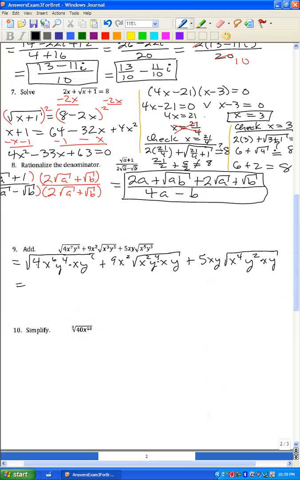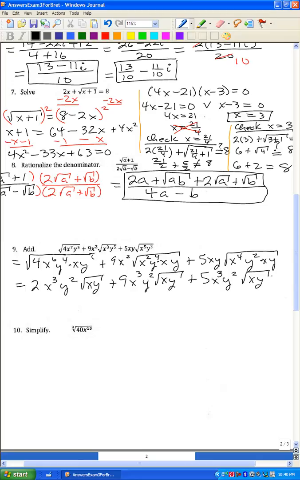And so the square root of 4 is 2. The square root of x to the 6 is x cubed. The square root of y to the 4th is y squared. And I get times radical xy. The square root of x squared is x, times x squared is x cubed. Square root of y squared is y, times y to the 4th is y cubed, times radical xy, plus 5. The square root of x to the 4th is x squared, times x is x cubed. The square root of y squared is y, times y is y squared, radical xy.